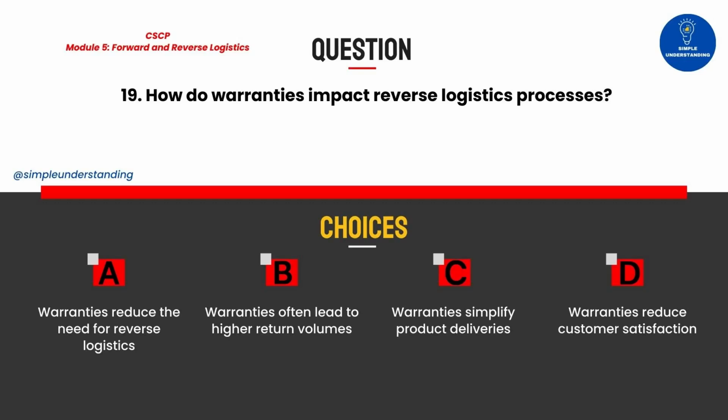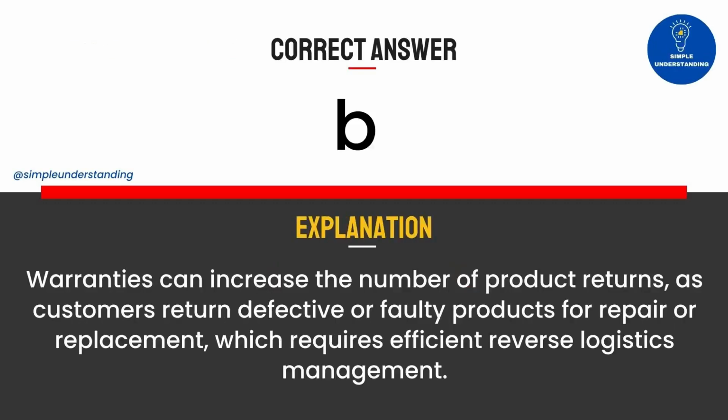19. How do warranties impact reverse logistics processes? A. Warranties reduce the need for reverse logistics. B. Warranties often lead to higher return volumes. C. Warranties simplify product deliveries. D. Warranties reduce customer satisfaction. Correct answer, B. Explanation. Warranties can increase the number of product returns as customers return defective or faulty products for repair or replacement, which requires efficient reverse logistics management.